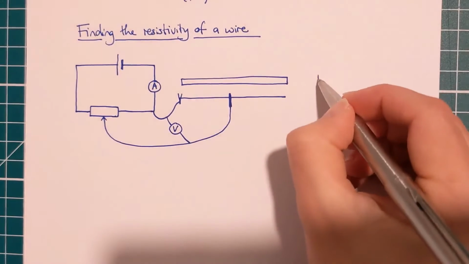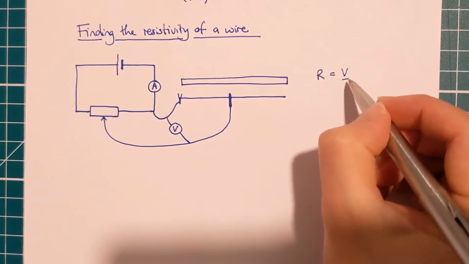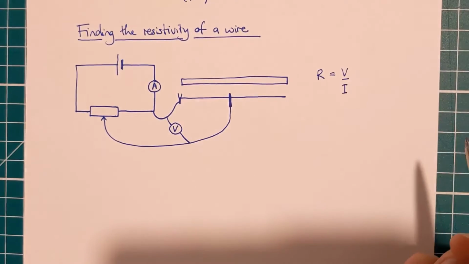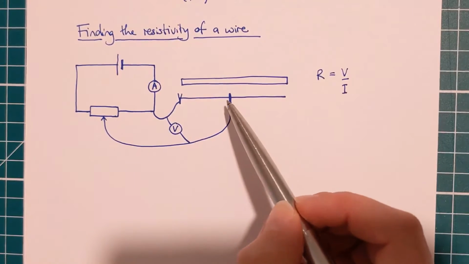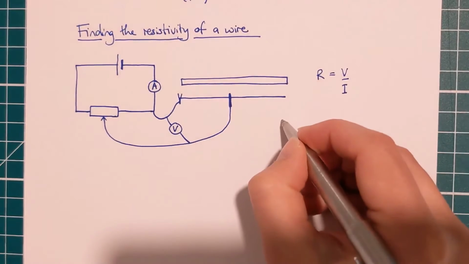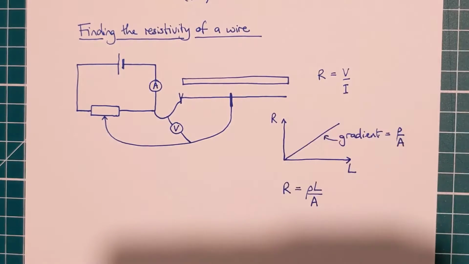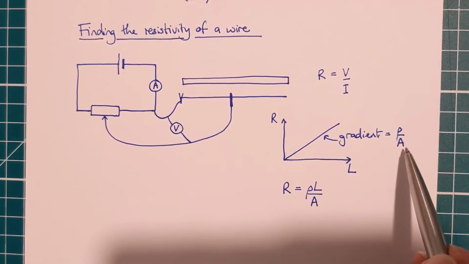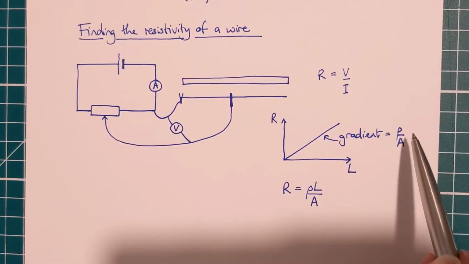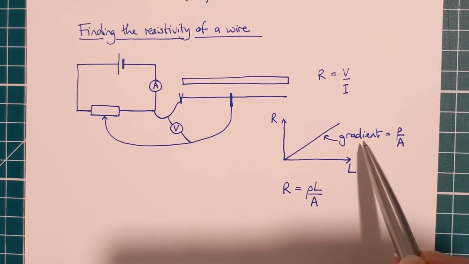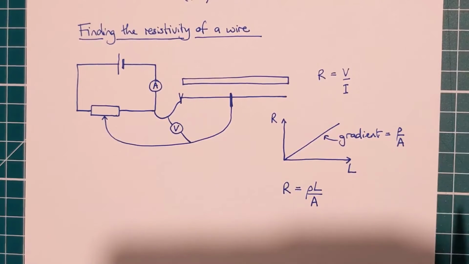You then calculate the resistance using the voltmeter and ammeter readings, and you've also measured the length of the wire. So when you plot your graph, you should get a straight line through the origin, and that's because here's the formula, and so the gradient of the line should be rho over A. Don't forget to write that means resistivity is equal to gradient multiplied by A.